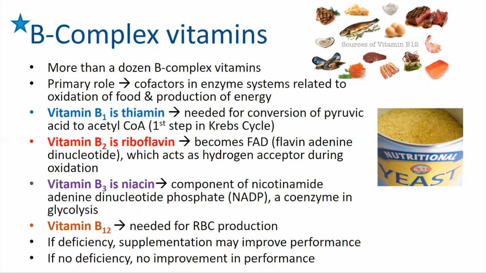Vitamin B2 is riboflavin, and this becomes FAD, which acts as a hydrogen acceptor during oxidation in the electron transport system, which is our aerobic system, which helps us to generate ATP. Vitamin B3 is niacin, and it's a component of NAD, the very, very important coenzyme in glycolysis. And vitamin B12 is needed for red blood cell production.